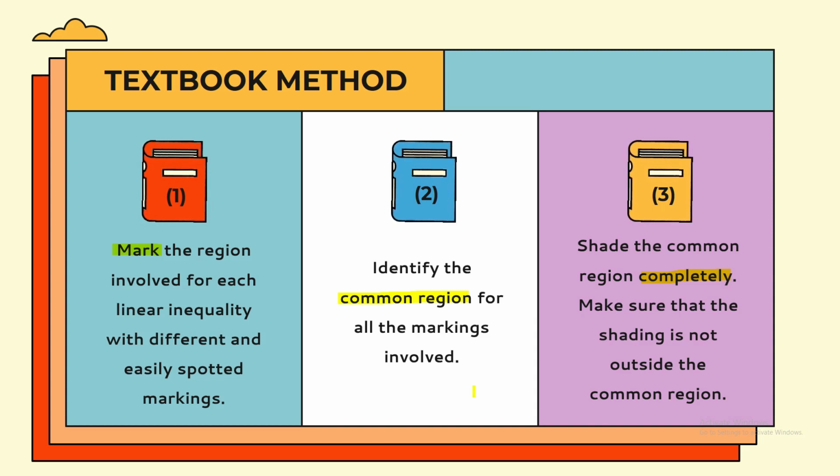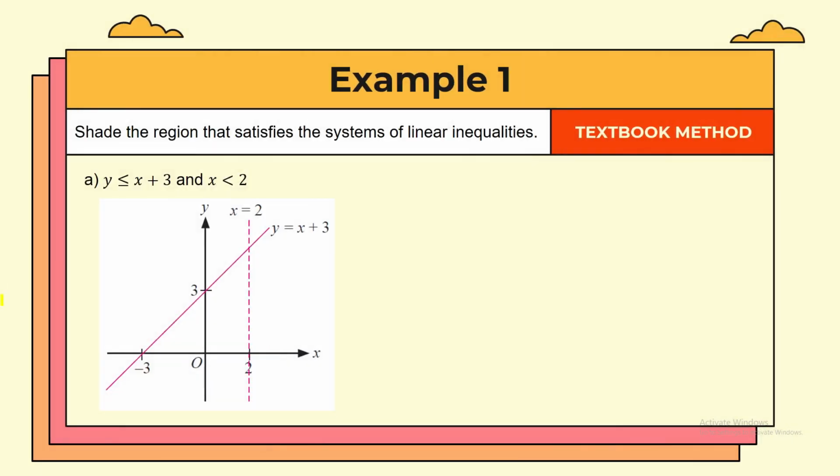Okay, how to use this textbook method, I will show you. Okay, I'm gonna use my pen. For the first linear inequality, I will use red. Okay, red pen. The first step is we must mark all of the region that satisfies this linear inequality. The first one is y lower than or equal x plus 3. This solid line is the first linear inequality. It must be lower than, so it means the below region.